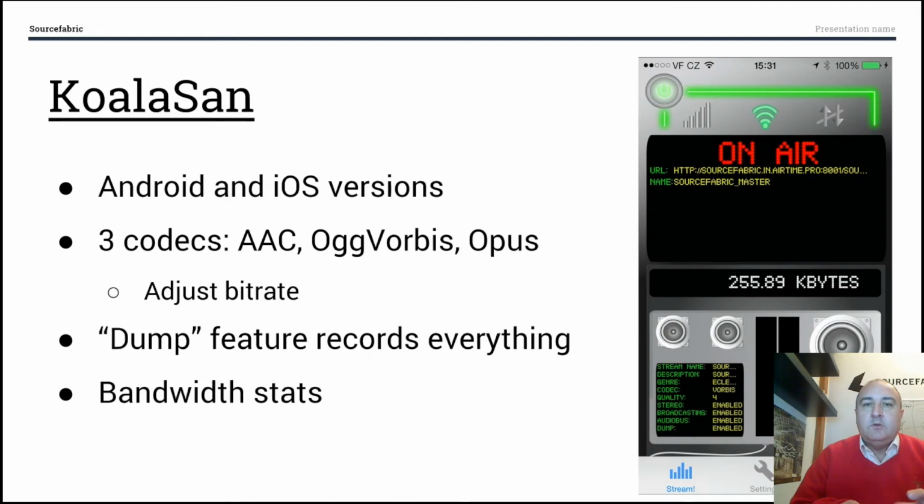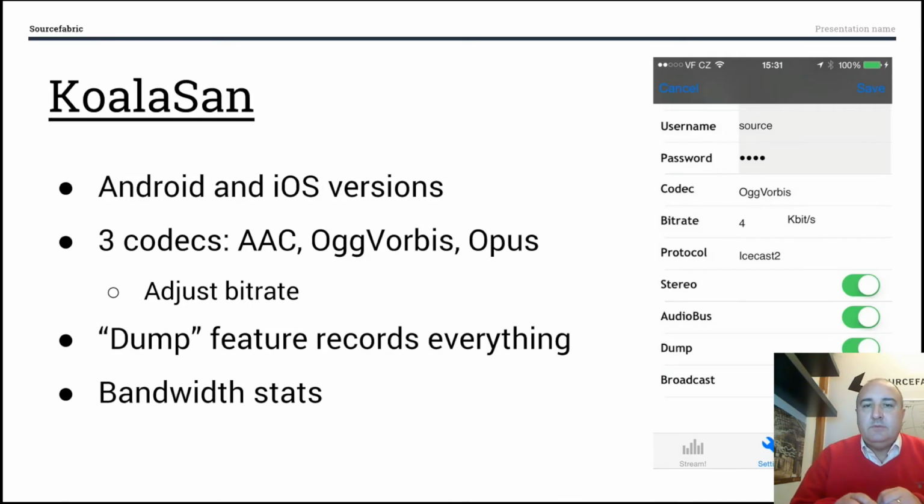Also, another really nice feature about Koala San is that it shows you how much bandwidth you've been using. And that becomes especially relevant when you're doing a long broadcast from somewhere using 3G or LTE or whatever, and your mobile bill, especially if you don't have a very big data plan, can get kind of expensive. And so watching the bandwidth stats is really pretty useful. Setting up Koala San was pretty easy. It was very straightforward, especially when I used the Airtime manual to know what I needed to change, and it worked pretty much out of the box.